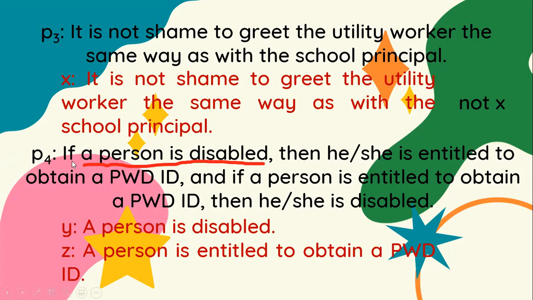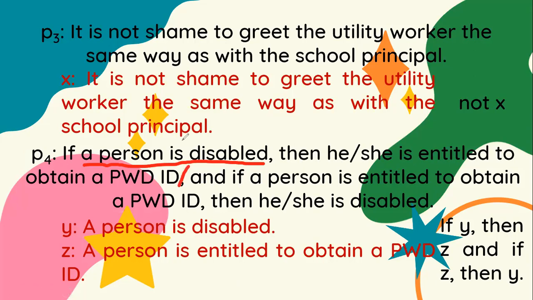When we turn it into symbols, our first statement is if X, then Y. If X, then if Y, then Z, because this is our Z. And if Z, then Y. Following so far? Up to this part, we know that the statement, a person is disabled, is denoted by Y. So it is if Y, then the connector then, and this statement, he or she is entitled to obtain a PWID, is our Z. So the first is if Y, then Z.